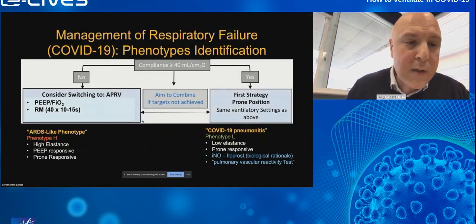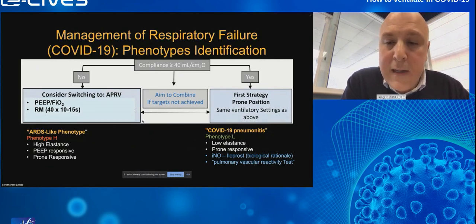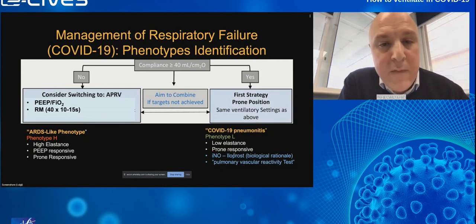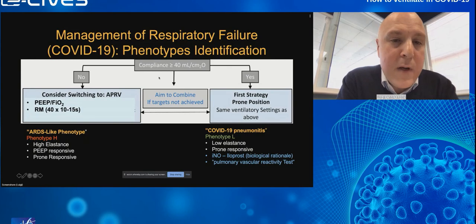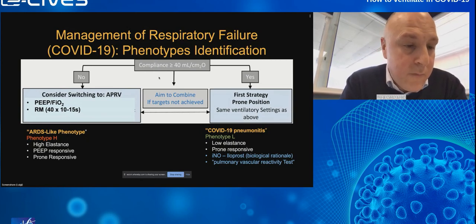they need to be treated differently. And what we do is, if the compliance is near normal, then the first thing we do is prone position, because clearly we want to optimize the VQ matching. And perhaps a trial of a pulmonary vascular reactivity test with some pulmonary vasodilators. However, if the compliance is less than 40 or is compromised, in that case, we know the FRC is reduced, the lung volume is smaller and might respond to PEEP or to short recruitment maneuvers.